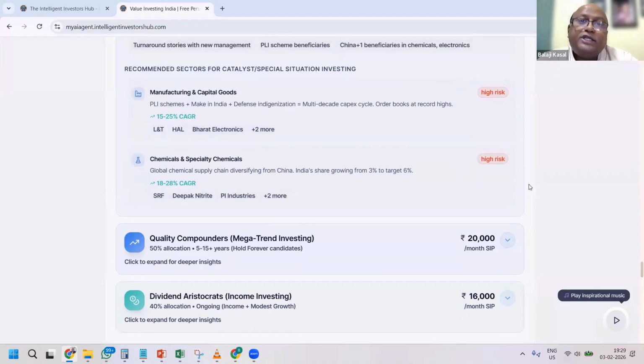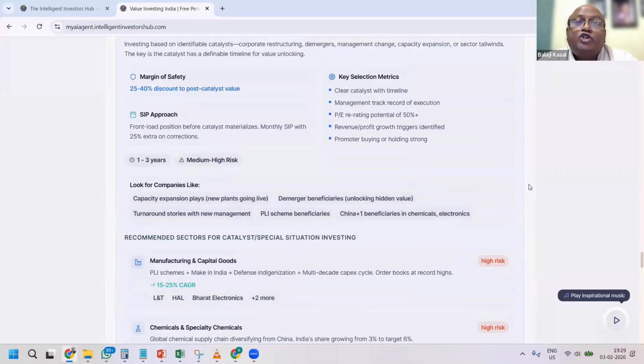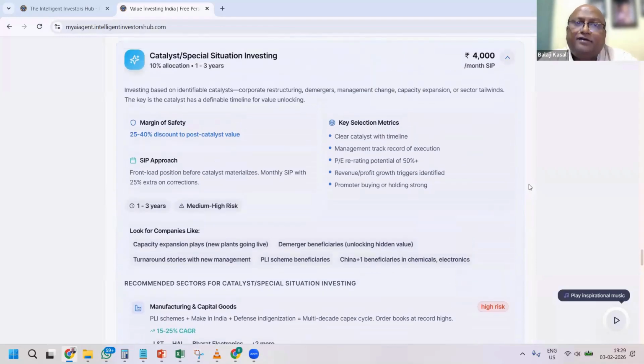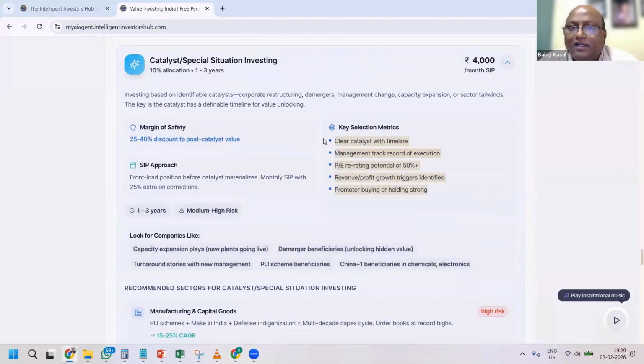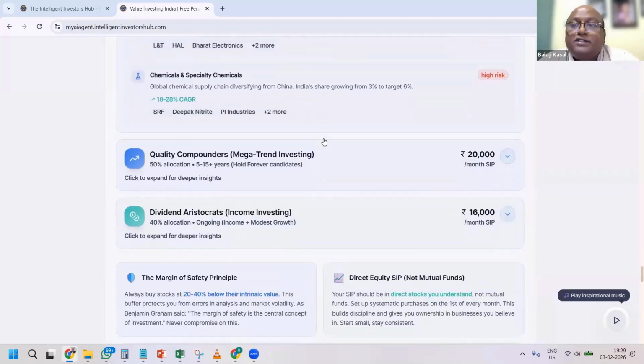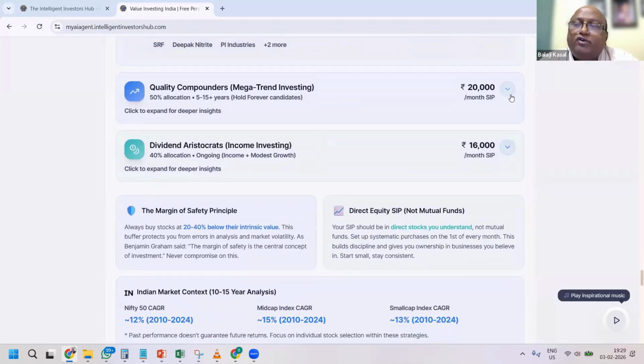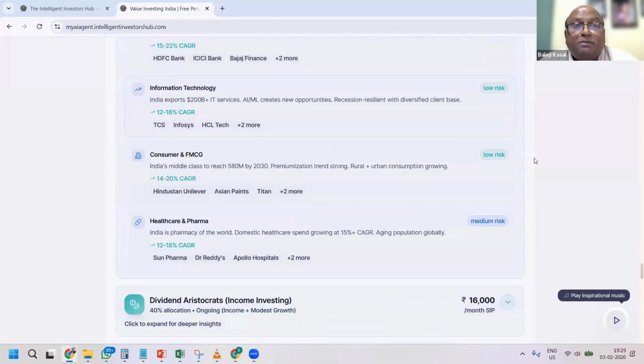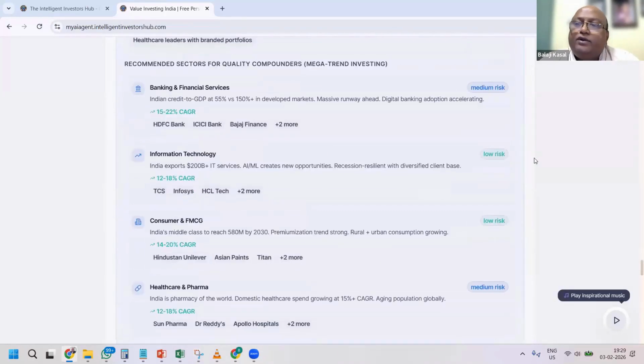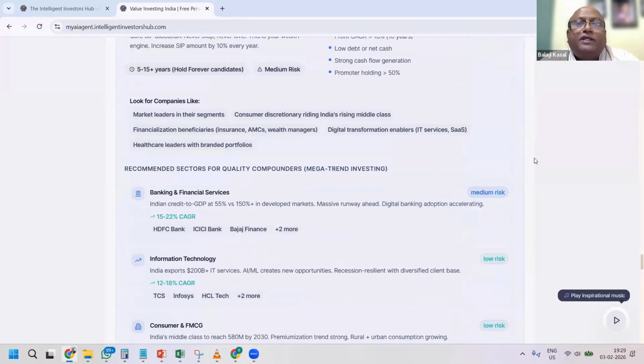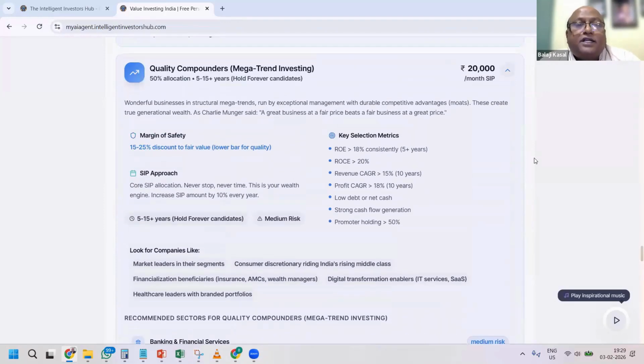You have to look for the opportunities, in which conditions, right? And what criteria we should be looking for, all this is given here. Similarly, if you come down to the second category, which is quality compounders, if you expand, similarly it is going to give you more depth on where you should be looking. It is starting here.